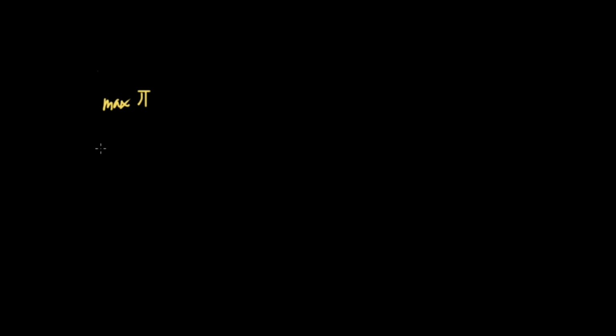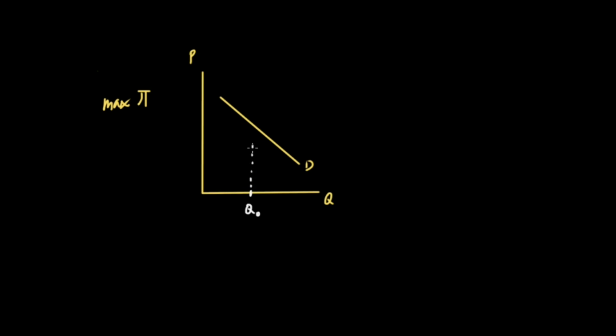So what happens here is, graphically, the firm, and this is the demand curve here, this is Q and P. The firm chooses a quantity, and let's say that quantity is Q naught here, and so after choosing this quantity, it then chooses the price where the demand curve is. So that would be P naught.